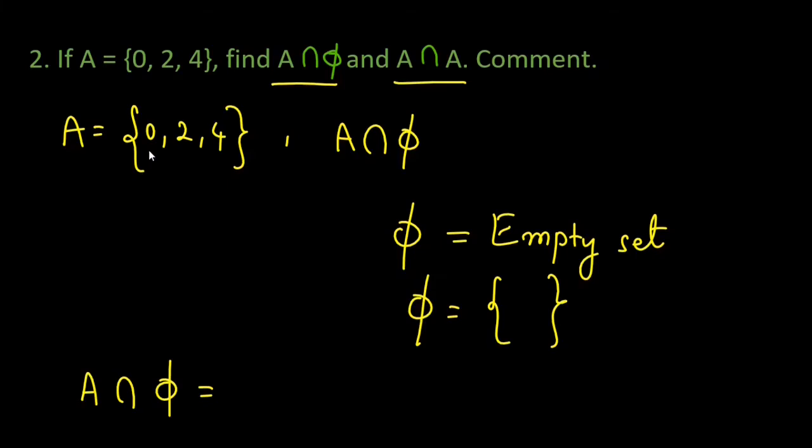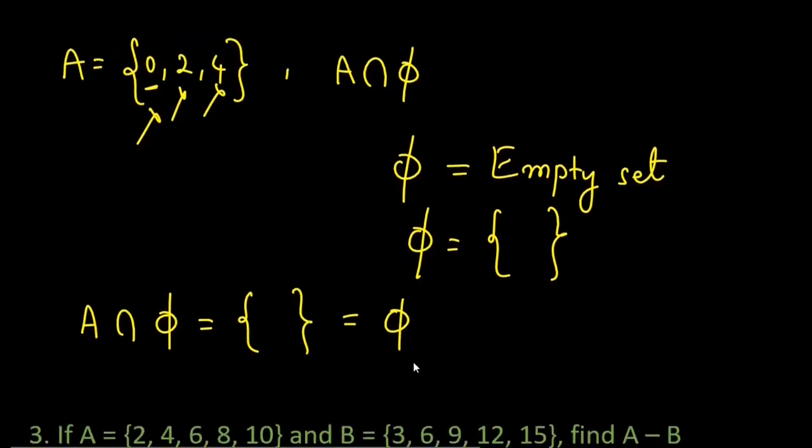Now we have to write A intersection φ. What are the elements in A? 0. Whether 0 is there in φ, check. 0 is not there, so we should not take 0. Then 2. Whether 2 is there in φ? No, so we should not take 2. 4 is there in A, but check whether it is there in φ. No, so 4 is also not there. So what are the elements in A intersection φ? No elements. So this is equal to φ. It is an empty set.